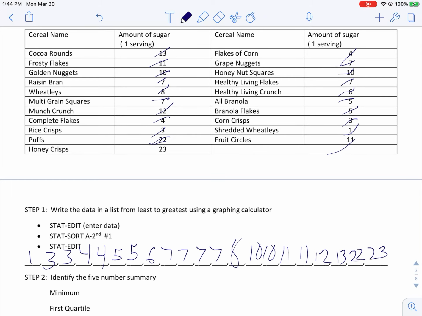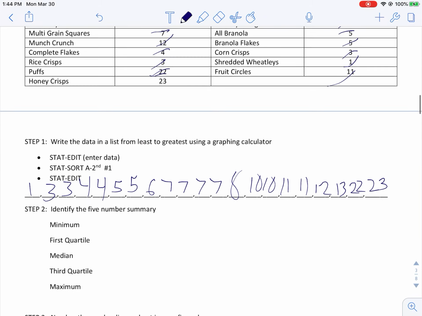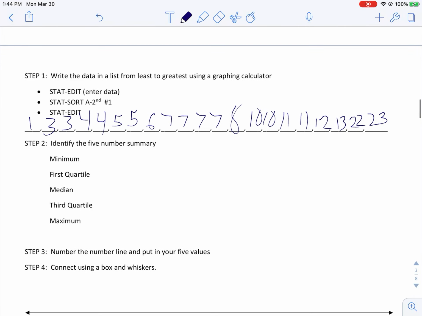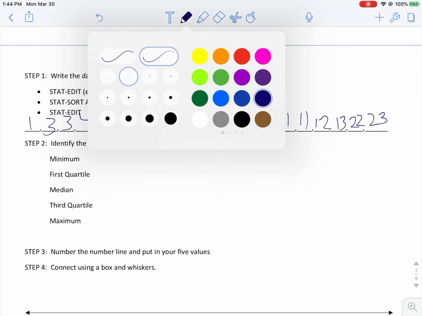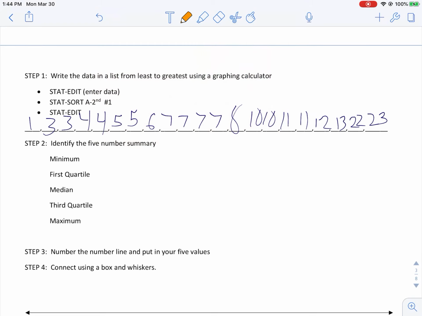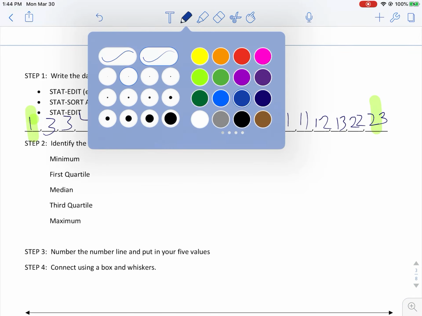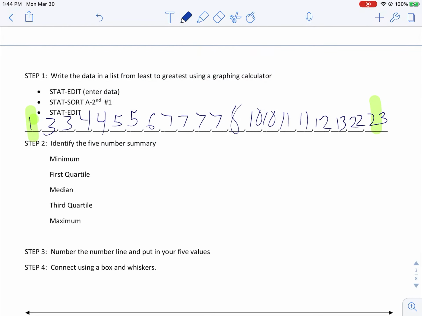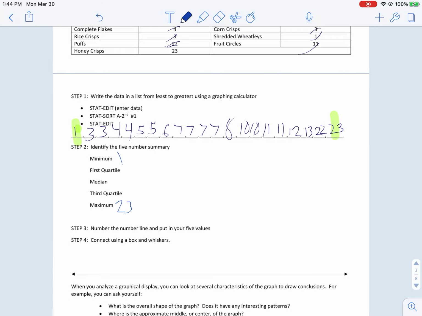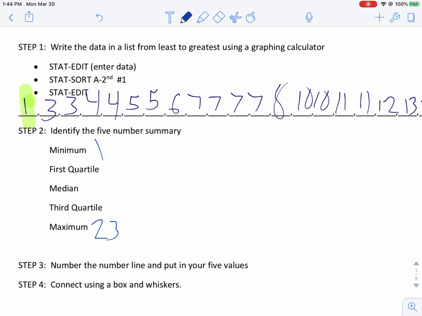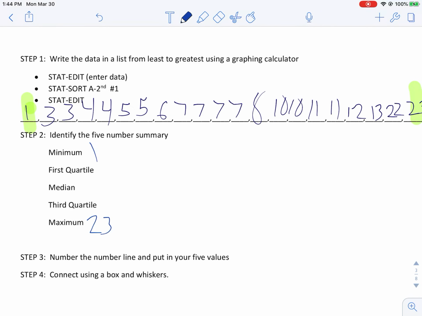Alright, so 5-number summary. So what I can do is I am going to identify a few things here. Oops, I didn't want that. I want this. These guys here, obviously, are the biggest two numbers. The minimum, 1. Maximum, 23. So now I need to find the median. I can't do anything until I find the median.